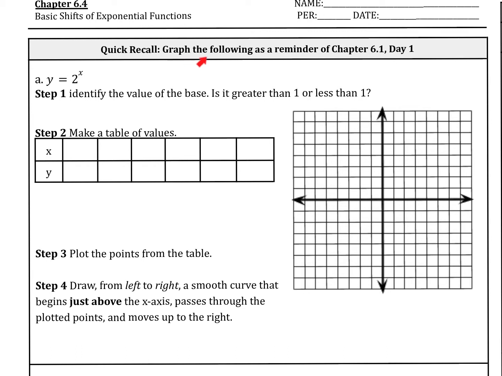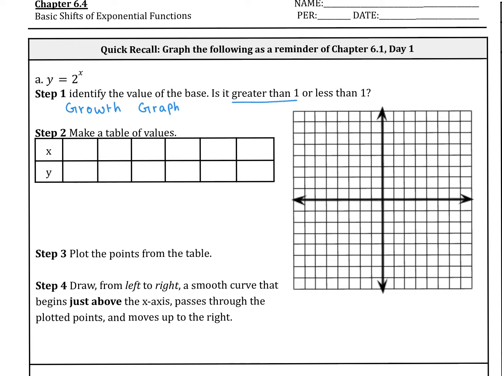So we are going to graph the following as the remainder of this section, where we're going to graph y equals 2 to the power x. Step number 1, identify the value of the base. Is it greater than 1 or less than 1? In this case, you can see that the value of the base is greater than 1, which means that this is going to be a growth. And then we are going to make a table.